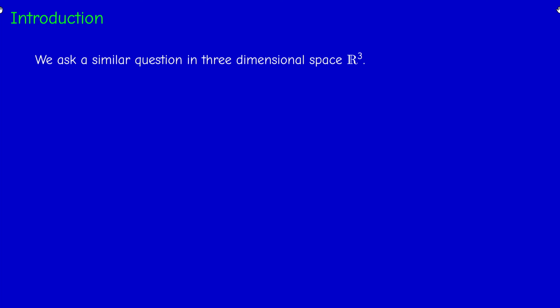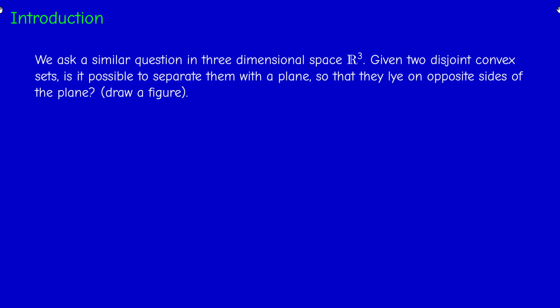Okay, now we can ask a similar question in R3. Given two convex disjoint sets of the space, can we separate them with a plane, so with a two-dimensional space, so that each of them lies in one half space? Now I'll not draw a figure, but you can draw this. Intuitively, we expect this kind of result.